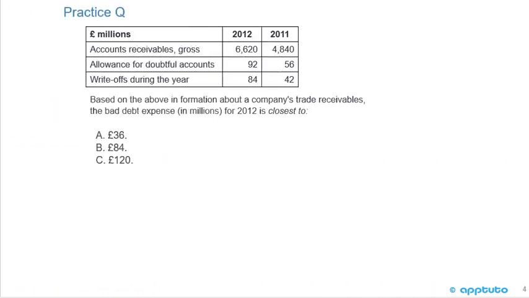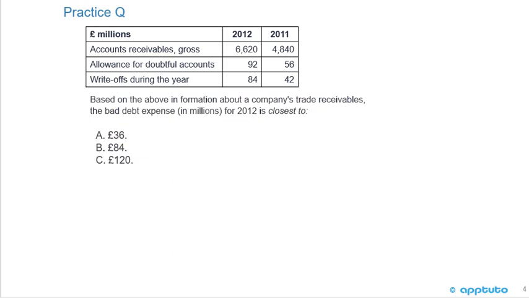So let's do a practice question to check our understanding. Here we have a table in millions of pounds. In 2011, we had accounts receivable gross 4,840. In 2012, that balance was 6,620. The allowance for doubtful accounts in 2011 was 56, and the balance in 2012 was 92. The write-offs during the year in 2011 was 42, and in 2012 was 84.